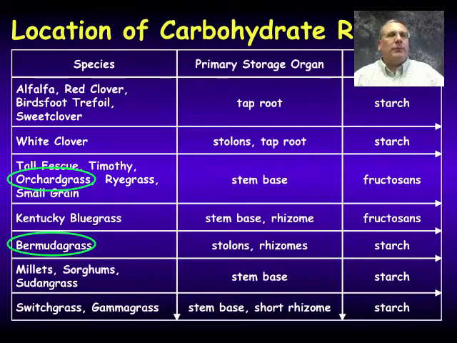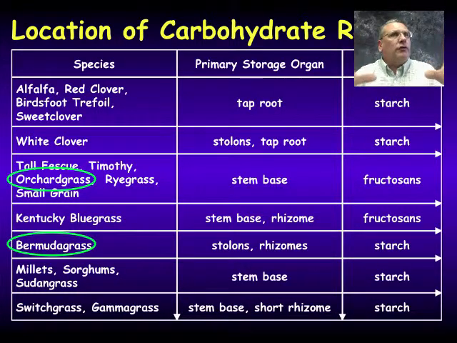Now, if we move on to something like Bermuda grass that has a lot of its energy stored in the stolons and rhizomes of that plant, and those are right at the soil surface or just below it, safely below the grazing height of the animal, that means that that Bermuda grass is going to be more tolerant to close and frequent grazing, because those stored energy sources, those warehouses, are below the grazing height of the animal.